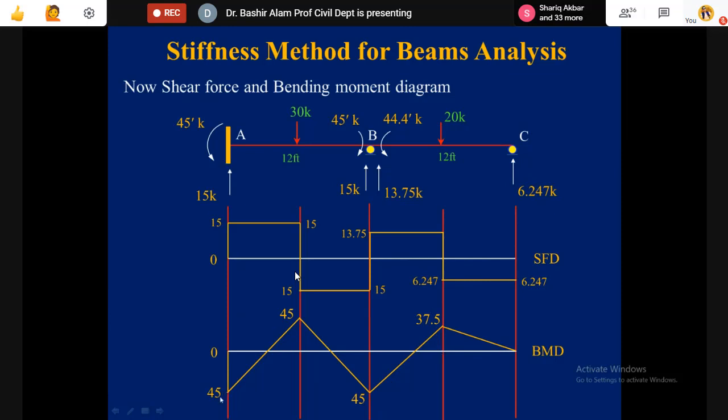It was a fixed support, so here we have a moment. It is a roller support, so here at the end roller support, we see zero bending moment.